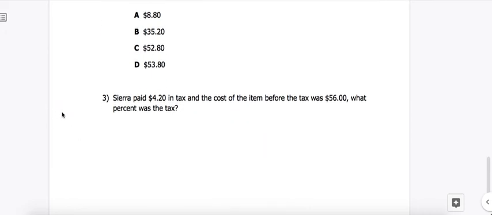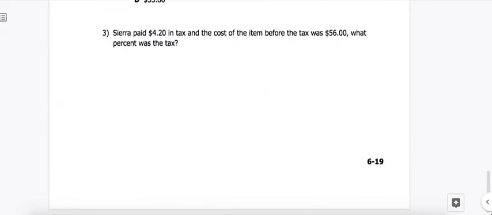Sierra paid $4.20 in tax. So we're going to underline that. The cost of the item before the tax was $56. What percent was the tax? So this is a percent proportion. So I've got to do part over whole equals percent over 100. So the tax, is that part or the whole bill?